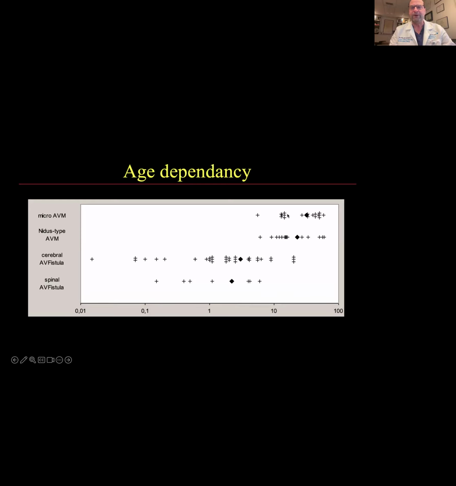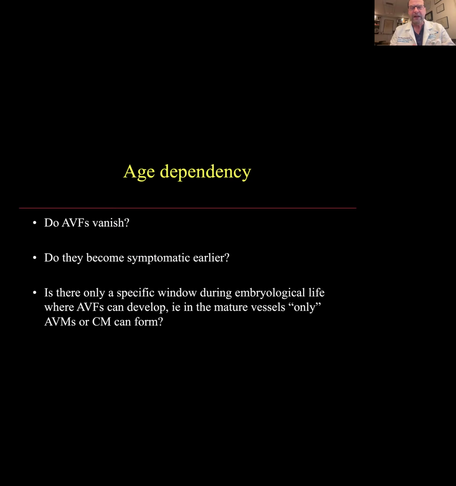And you can see that these capillary malformations are clustered around 30. AVMs are clustered around 20. The AV fistulas are all in the pediatric age group. Same for the spinal arteriovenous fistulas. Some of them in utero, some of them as a neonate. And what does this tell us? Do the AVFs actually vanish? Or, what I believe, do they become symptomatic earlier? And if there's only a specific window during embryological life where the AVFs can develop, does it mean that in the mature vessels you will get only AVMs or the capillary malformations? Maybe.